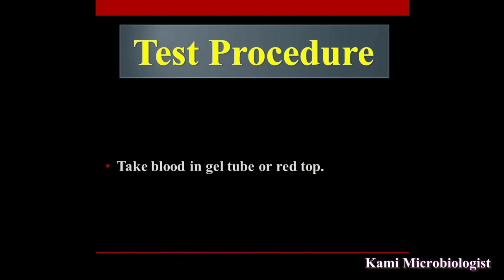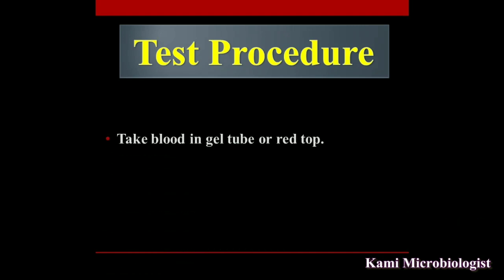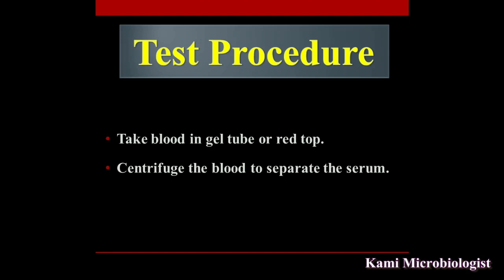Let's see the test procedure. It's very simple. Whenever you want to do a cardiac markers related blood test, you have to take the blood in a gel tube, red top, and one more thing, in a heparin tube as well, meaning green top. Once you collect the blood, you have to centrifuge it and separate the serum or plasma. After that you will run the test on the Selectra machine or Mindray machine or any advanced fully automated machine. This is the test procedure.